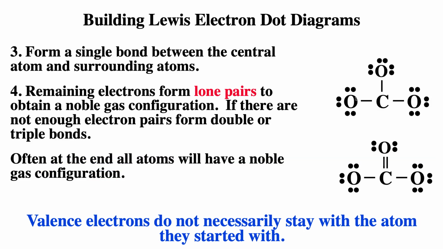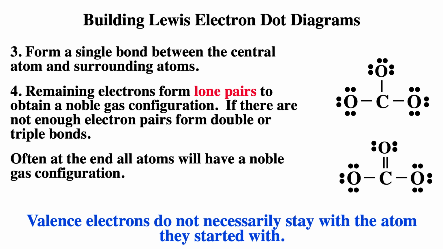And so if we start with just single bonds, I used 24 valence electrons: 2, 4, 6, 8, 10, 12, 14, 16, 18, 20, 22, 24. Now the oxygens should be happy. Each oxygen sees 8, which is noble gas configuration, but the carbon only sees 2, 4, 6. And so the carbon doesn't see a noble gas configuration.